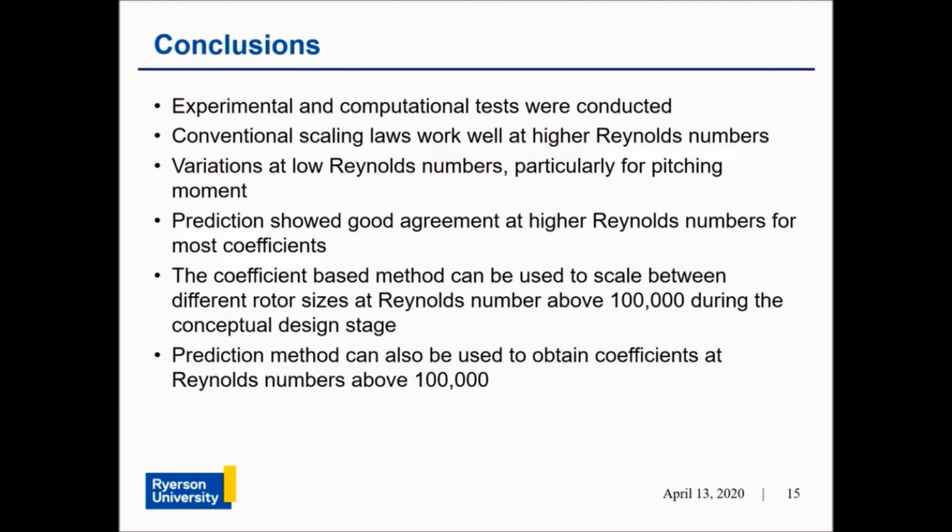Overall, from the results obtained in this thesis, for a Reynolds number above approximately 100,000, the coefficient-based method can be used to directly scale between different rotor sizes with the same chord and twist distribution with a high level of confidence. Additionally, the prediction method can also be used to obtain the coefficients for the different rotors above this same Reynolds number.